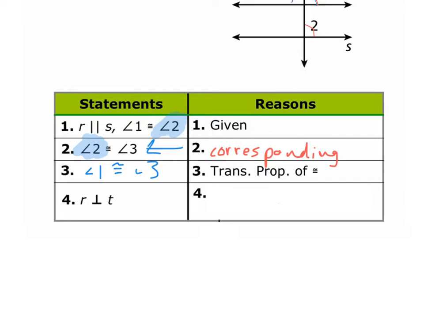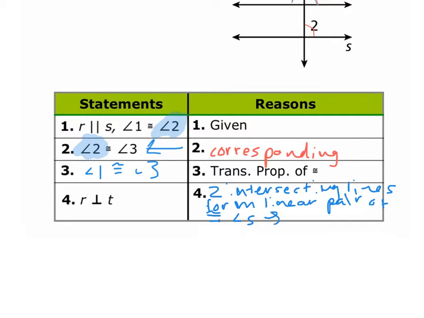So if you go back to the page before, is it the first, second, or third theorem on that page? The first? It's the first. So this would be: if two intersecting lines form a linear pair of congruent angles, then the lines are perpendicular. Unfortunately, this theorem doesn't have a name, so we're just writing down what's going on.